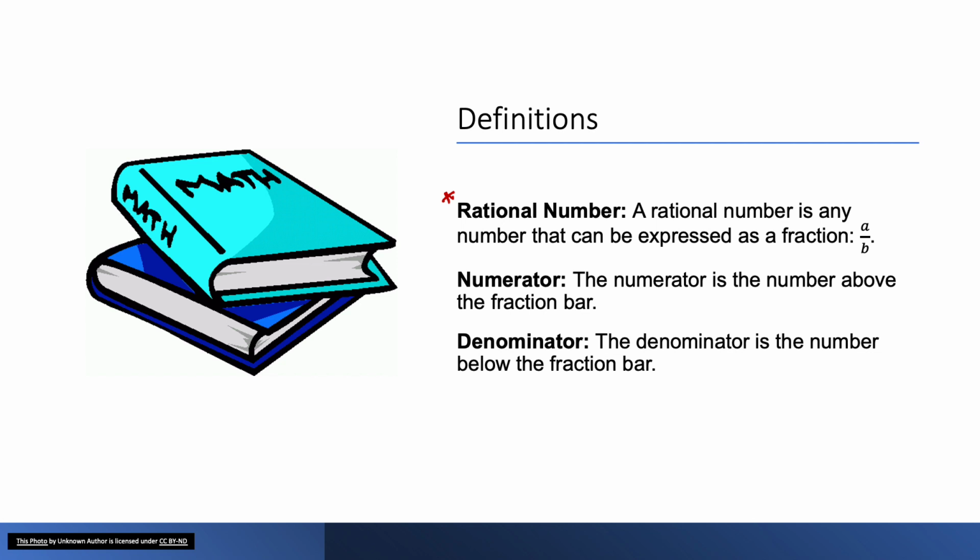Next, let's look at the definition of a numerator. So once you have a fraction, let's say 3/5, the numerator is the number above the fraction bar. So the numerator in this case would be a 3. The denominator is the number below the fraction bar. So if we look at 3/5 again, the denominator would be the 5.